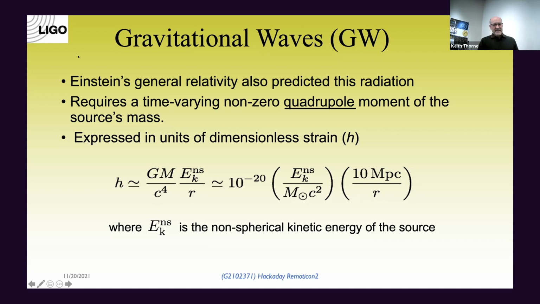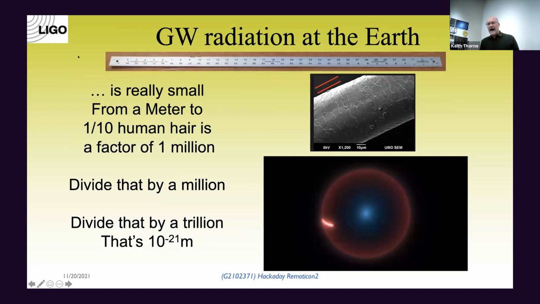So in fact, what happens when you get to the Earth? And this is why Einstein really didn't care much, because you never detect it. It's really small at the Earth from these objects. Okay, those zeros. A meter to a tenth of a human hair is about a factor of 1,000,000. You divide that by 1,000,000. Divide that by 1,000,000,000,000. And you get to 10 to the minus 21 meters.